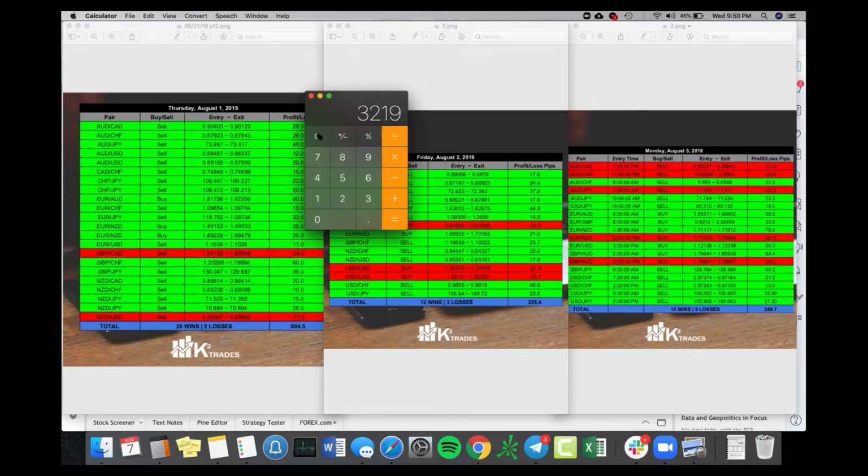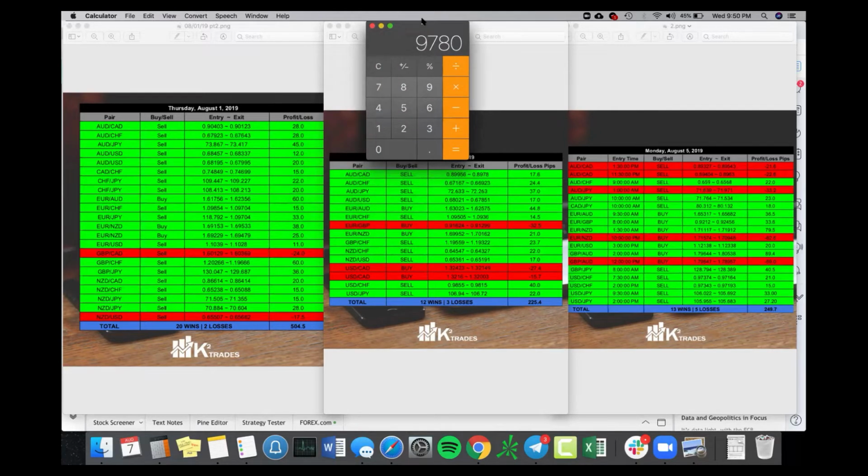Wait, that doesn't look right. 249. Actually, there we go. So yeah, if I took all these trades, if I was able to automate it, I would have made $9,780 in 3 days. That's pretty much, and I'd be happy with that.